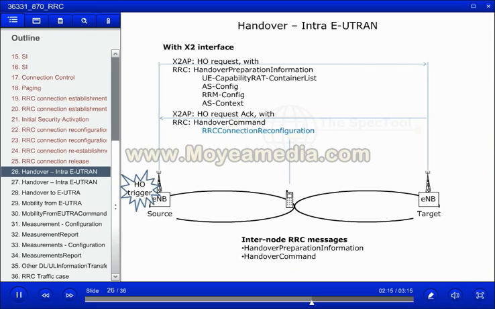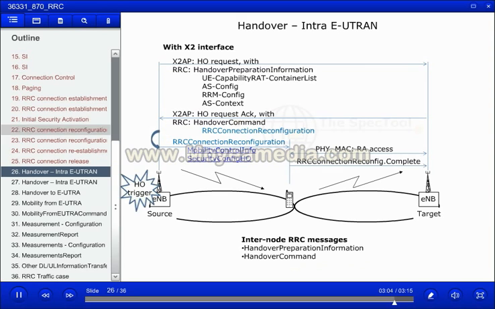This message will include the RRC connection reconfiguration message, which will be delivered to the UE via the serving eNode B. This RRC reconfiguration message will as a minimum include the information elements mobility control info and security config handover info. When receiving this message, the UE will perform random access towards the target cell, either using dedicated random access preamble or using contention-based random access. Once random access has been successfully performed, the UE will send the RRC connection reconfiguration complete message to the target eNode B, which from now on will be the serving eNode B.